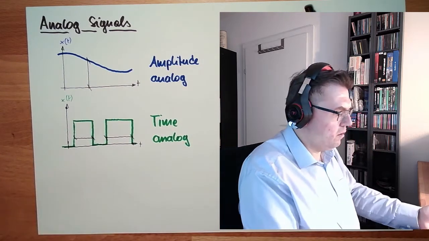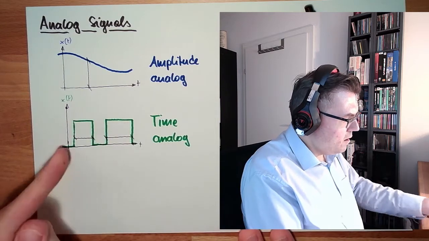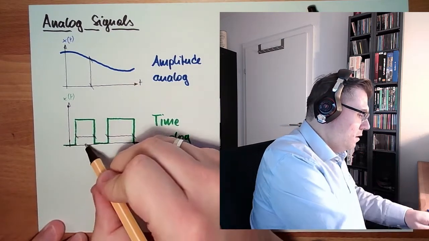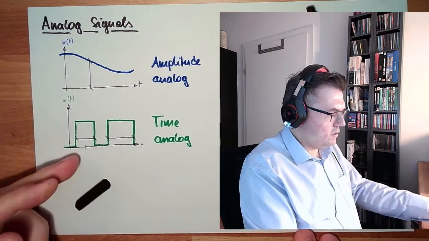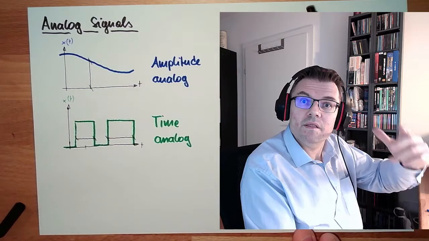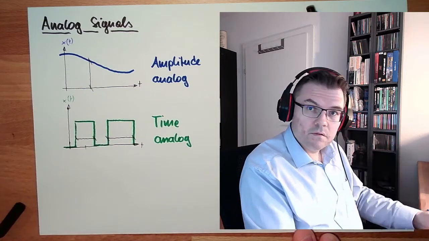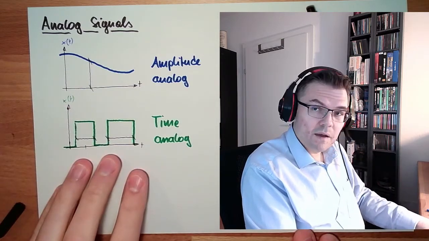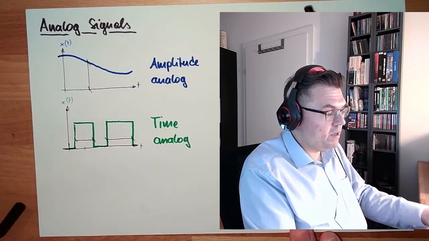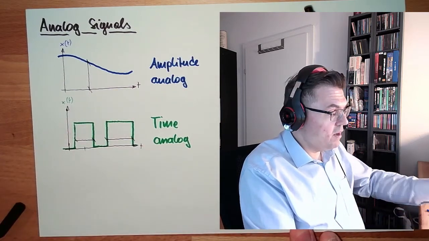Time analog. Here, at this point in time, I don't know the value because I have to wait until the impulse is finished. I have to wait how long it takes. Then I know the value. This is time discrete. Still analog, because a signal parameter is changing its value analog to the information.